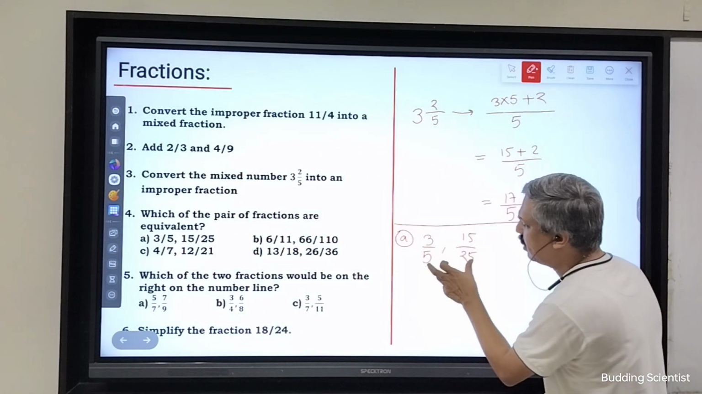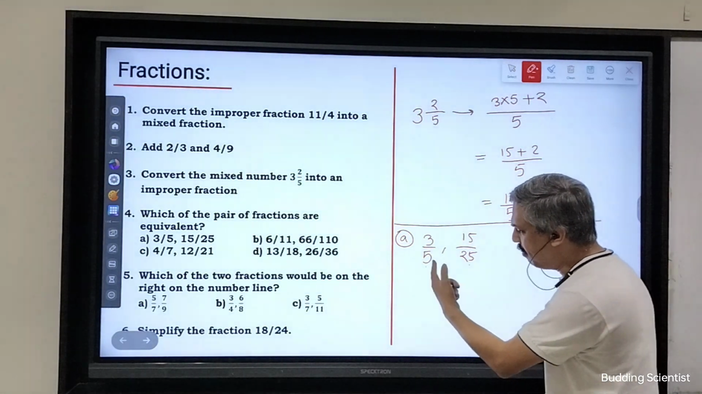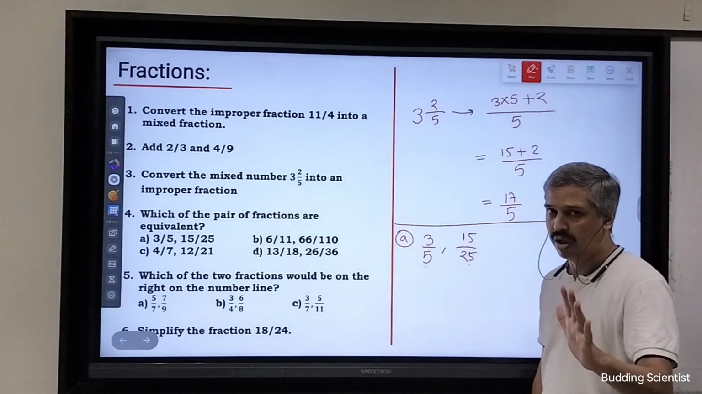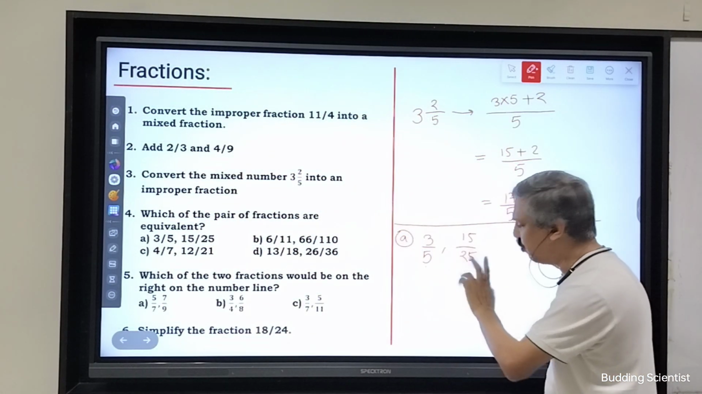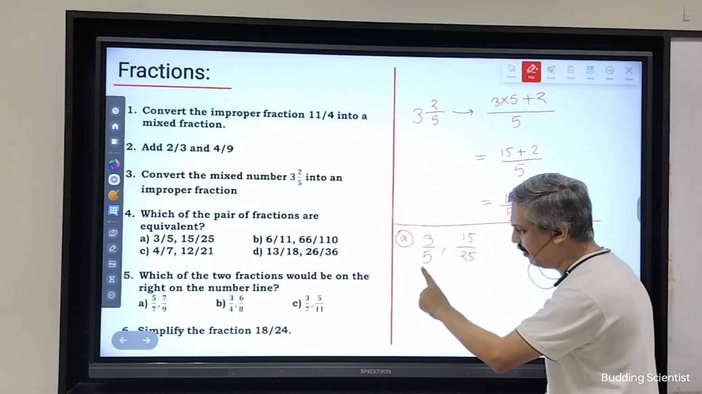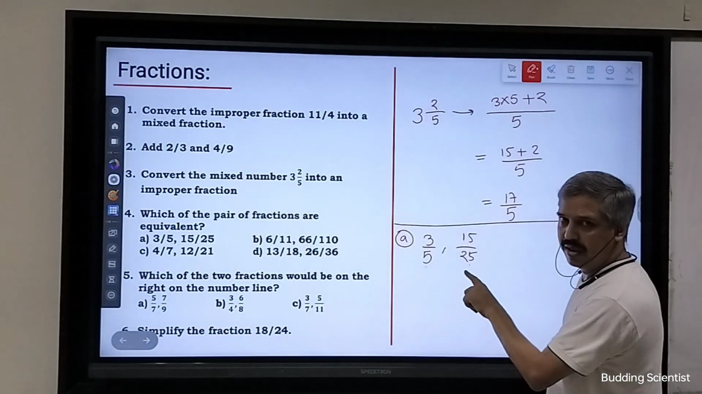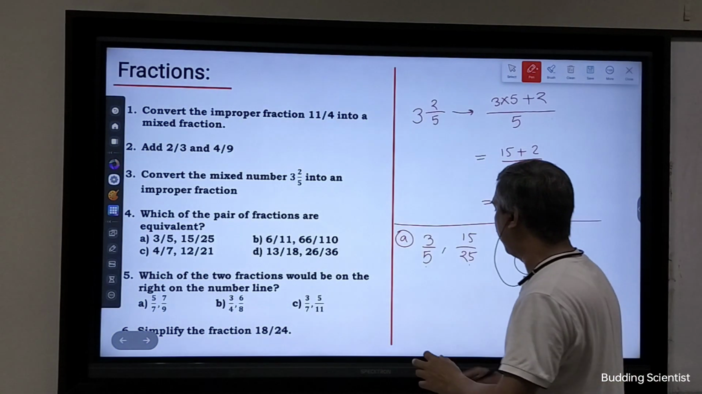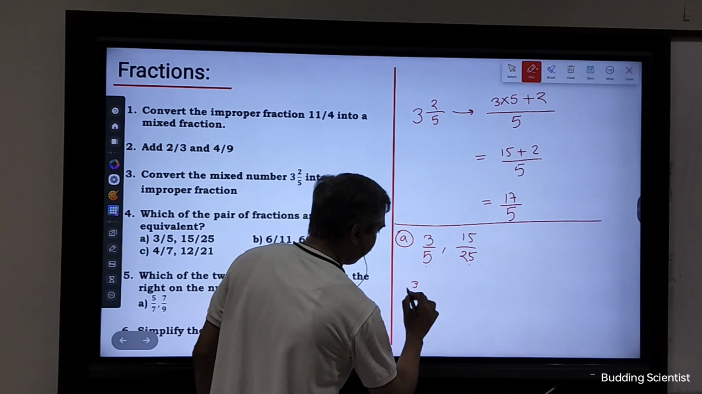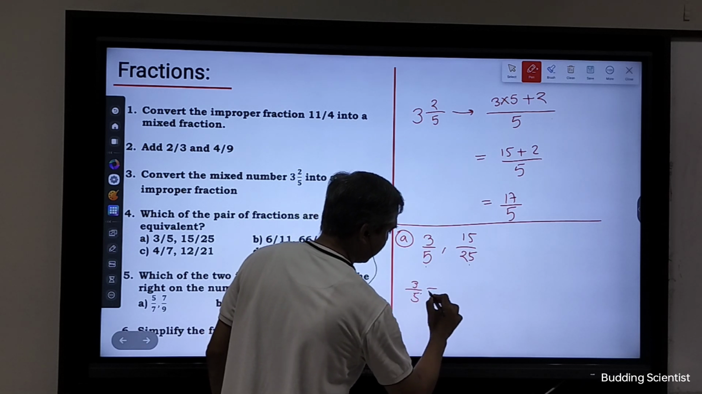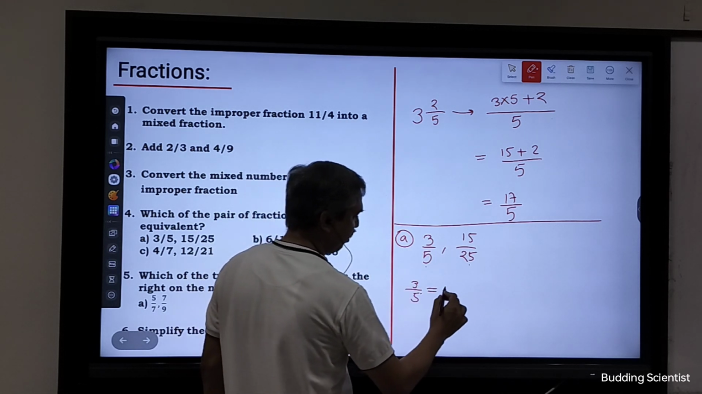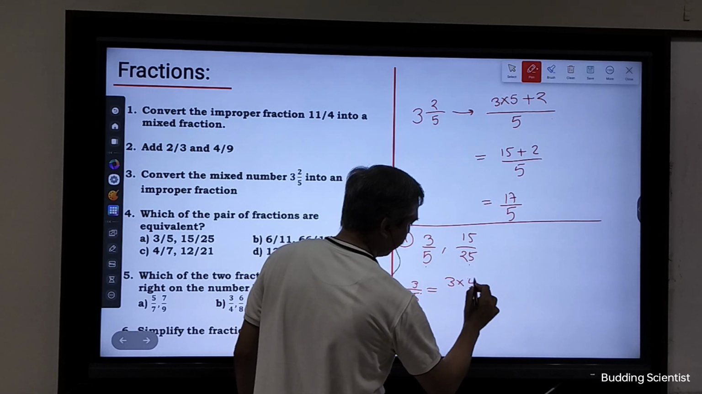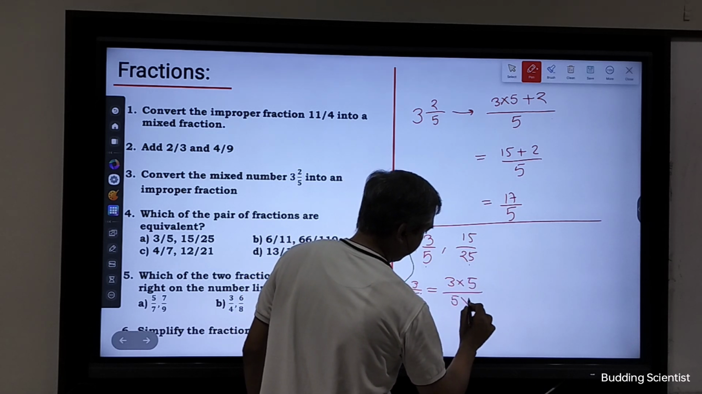How can I make these two denominators equal? Either I multiply this with 5 or I divide this with 5. Either multiply 5 here or divide 5 here. I am choosing to multiply the first one. So if I multiply the first one, I'll write therefore 3 by 5 is equal to multiplying both of them with 5. 3 into 5 upon 5 into 5.